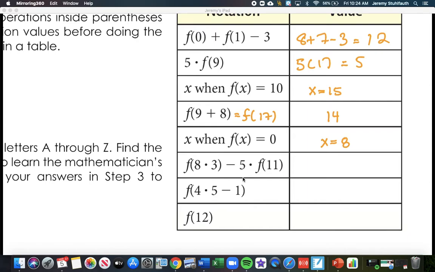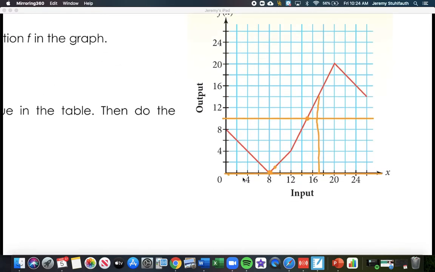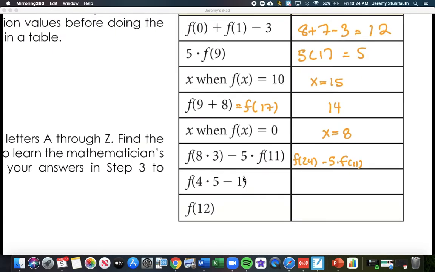Next, we have f of 8 times 3, so that would be f of 24 minus 5 times f of 11. Again, we have to find f of 24 and f of 11. F of 24 is 16. F of 11 is going to be 3. So we have 16 minus 5 times 3, which would come out to be 1. 16 minus 15 is 1.